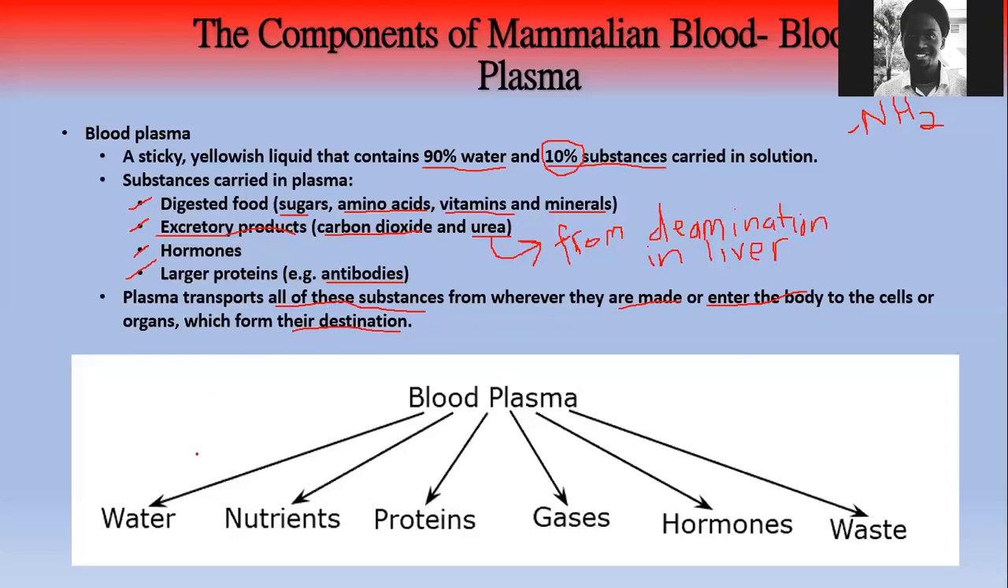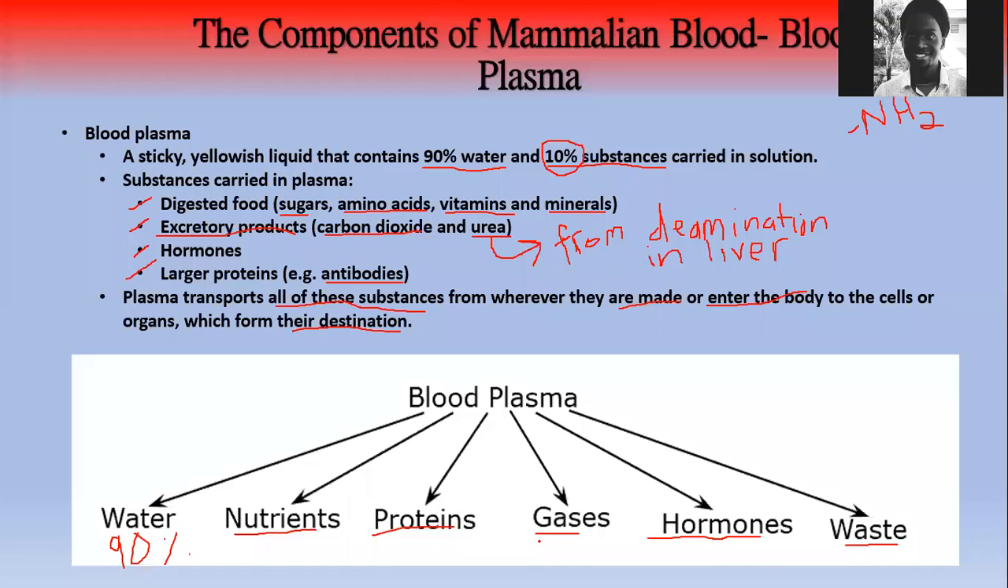So I have a little flow chart here. We have plasma, and in plasma we have water. Remember, the water is 90%. And we have nutrients, proteins, gases, hormones, and we have waste. So all these are transported in blood plasma. That's a component of blood that transports those substances.